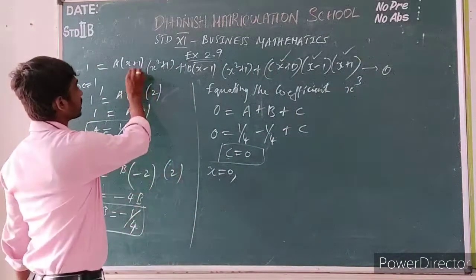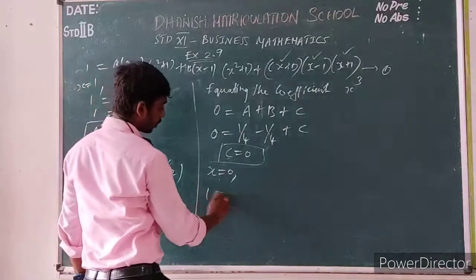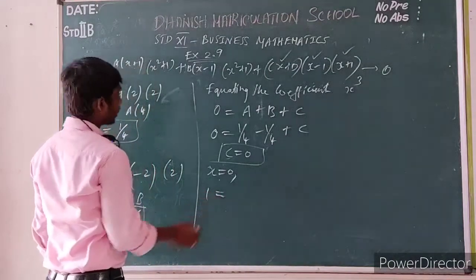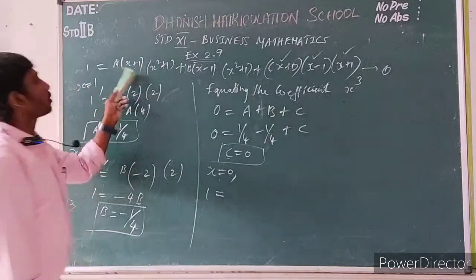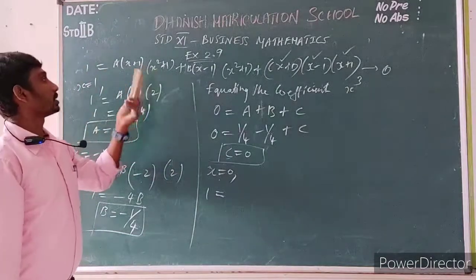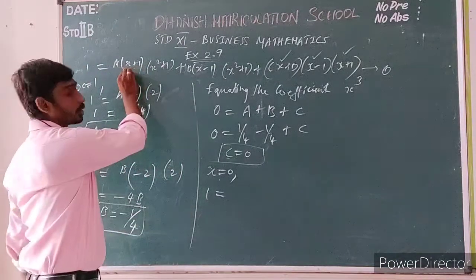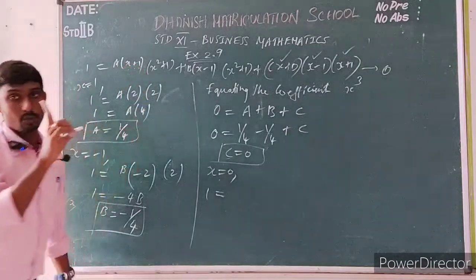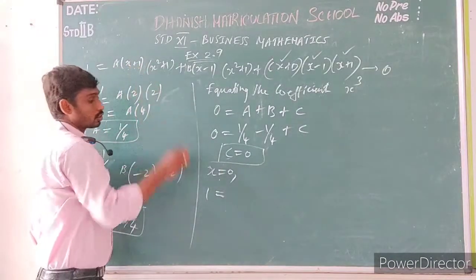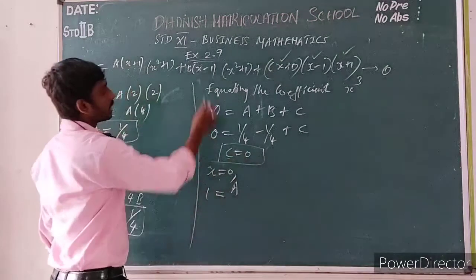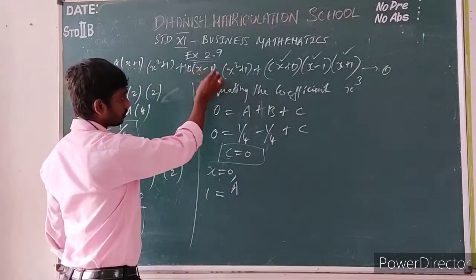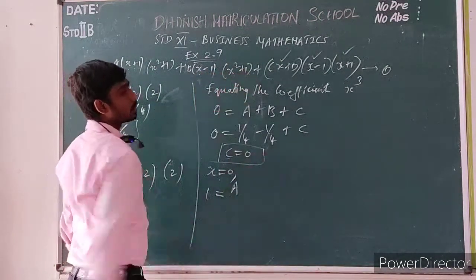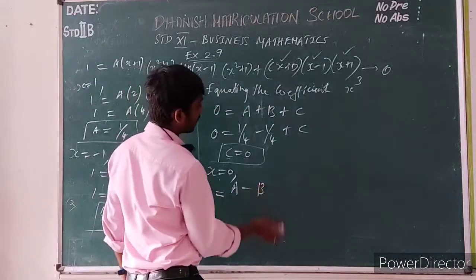So here x is equal to 0 means 1 equal to, what is the A value? A means 0 plus 1, that will be the same, totally 1. So putting 0 means 0 plus 1, 1. Here 0 plus 1 is also 1. Just putting the A value. Here 0 minus 1, minus 1 here, 0 plus 1 totally, that will be minus B here.